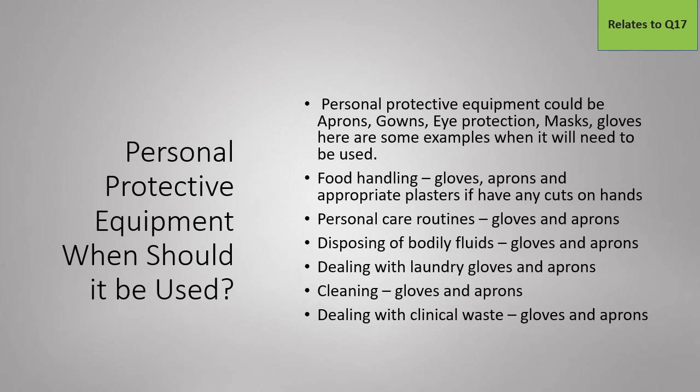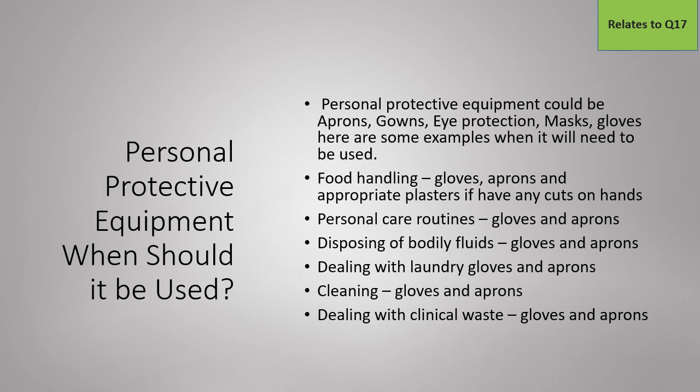So food handling. Preparing and handling any food, you need gloves, aprons, and appropriate plasters if you've got cuts on hands. Some of you may have seen, when you're working in food hygiene, blue plasters are usually the norm. They're bright, so if one did fall into part of the food you're preparing, you'd be able to see the plaster.